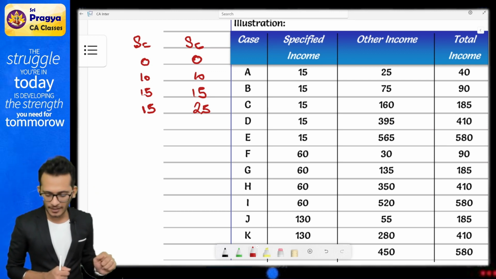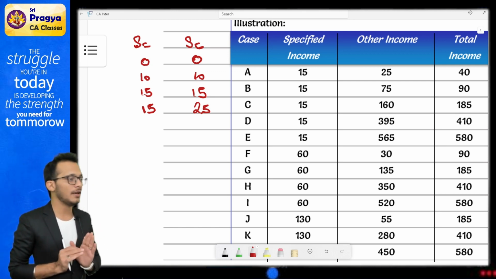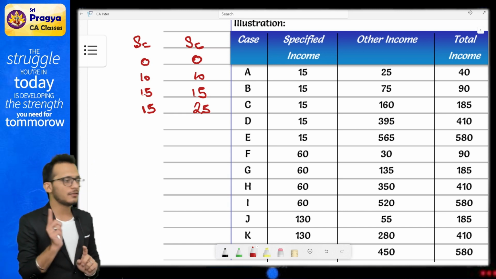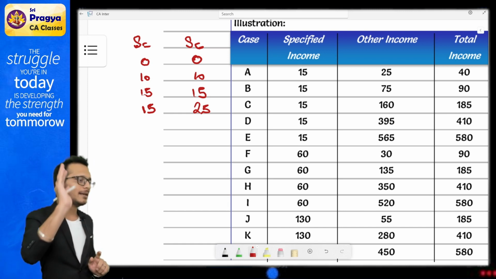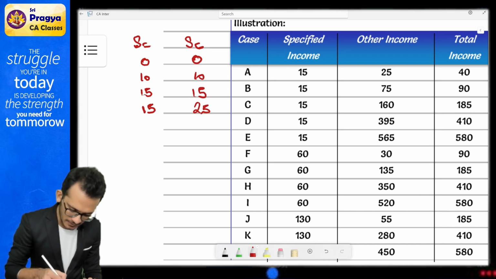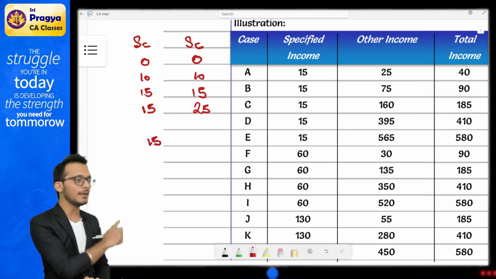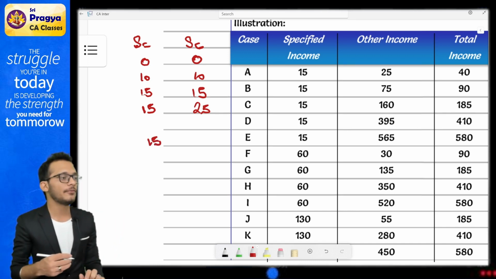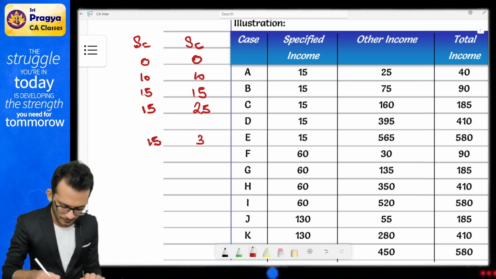Then you have 15 and 565. With 15 and 565 it becomes 580, so your income is now 5 crore 80 lakhs. When your income becomes 5 crores and 80 lakhs, special income will always be 15. Other income on a standalone basis is showing more than 5 crores, therefore 37.